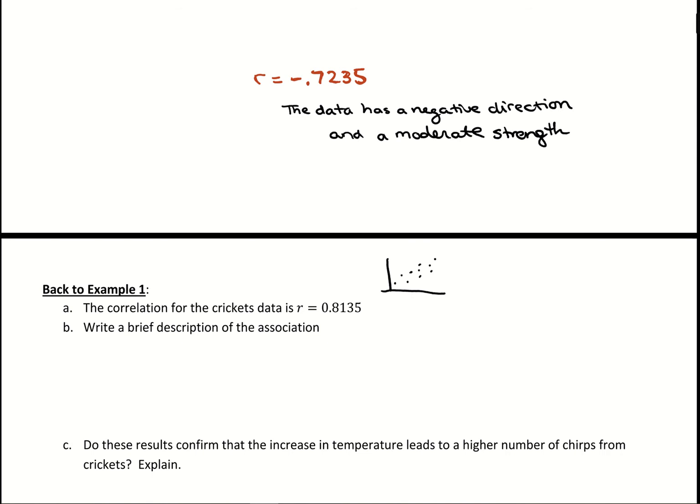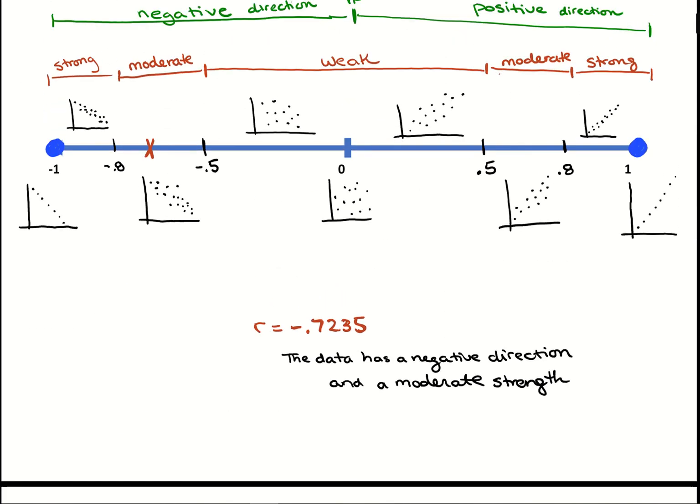And what we couldn't calculate, though, is R. Well, we can, but we're just not going to. Instead, I'm going to give you R. So for that cricket data, we're being told that the correlation is 0.8135. So what we can do is see where we are landing on that number line with the 0.8135. So we are going to be out here. There's our 0.8135.